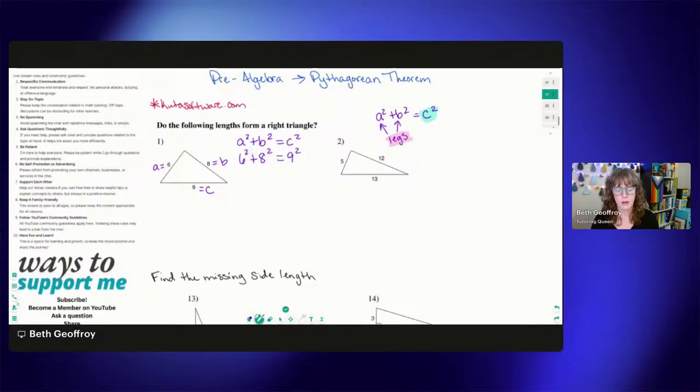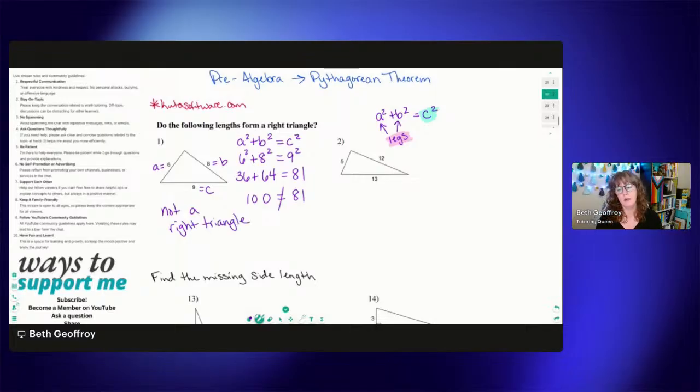All right, so 6 squared is 36, 8 squared is 64, and 9 squared is 81. So we're testing, does 36 plus 64 equal 81? So 36 plus 64: 6 and 4 is 10, so we would regroup to the tens place. 3 and 6 is 9, plus that extra 1, so that's 100. So this does not work out to be a right triangle because this equation is not true. So this is not a right triangle.